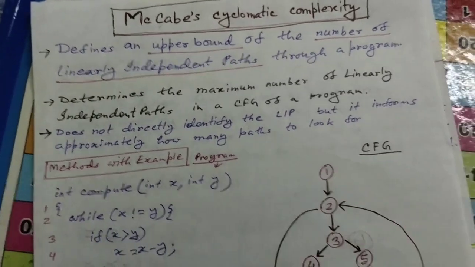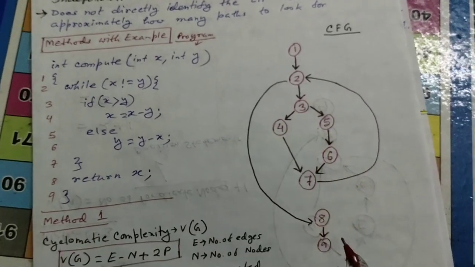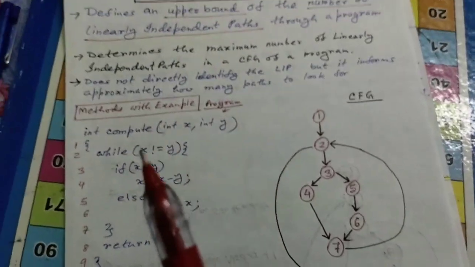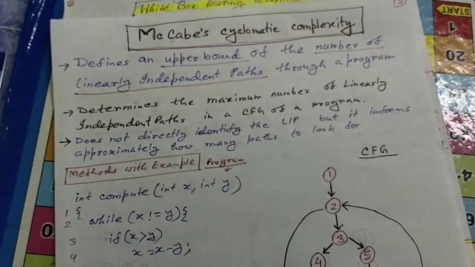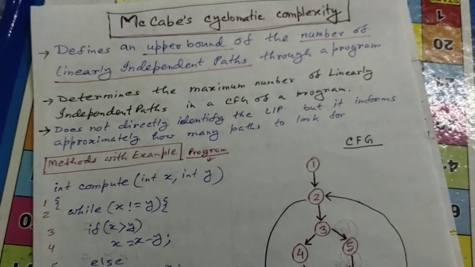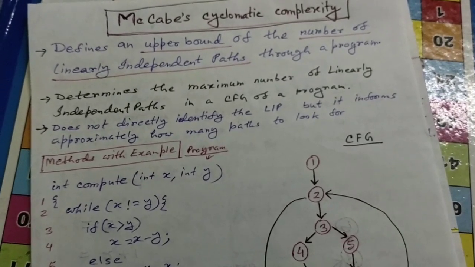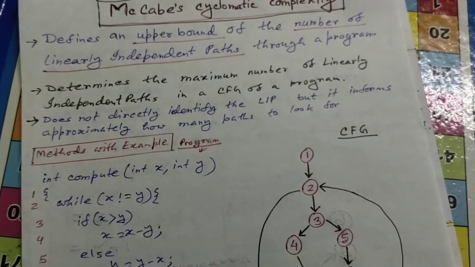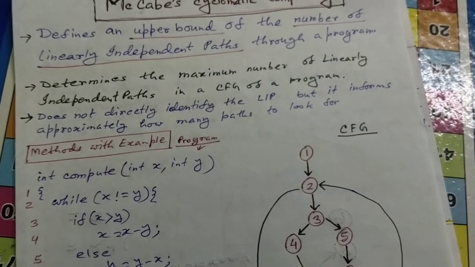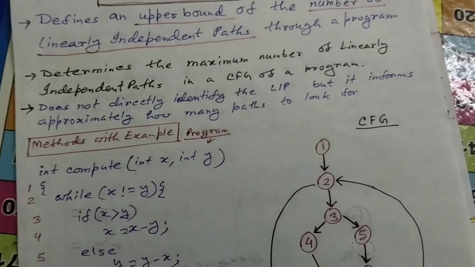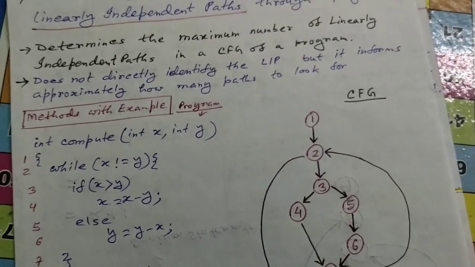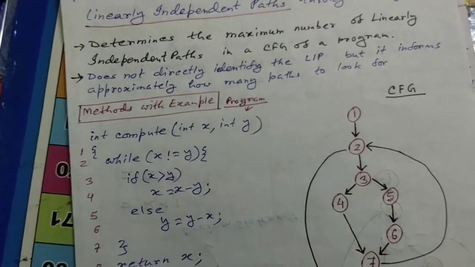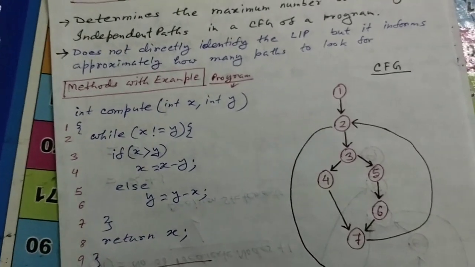That means it will not detect how many linearly independent paths are present in the CFG or the control flow graph, but the cyclomatic complexity will define the maximum possible number of linearly independent paths in a CFG. Okay, so now how to compute the value of the cyclomatic complexity for a program or a program segment.